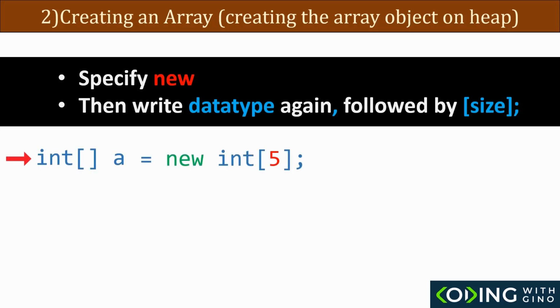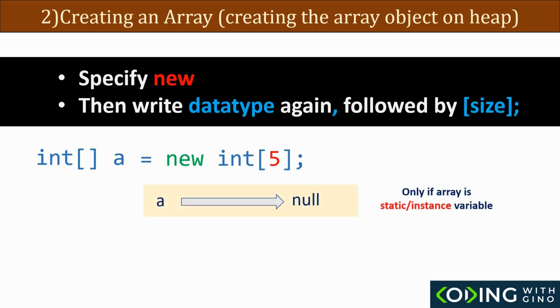So, here's an example of a complete array creation statement. The object is created on the right side of equals and the reference variable of the array is on the left side. Initially, when an array is declared, its reference variable points to null. However, this is only if the array is declared as an instance variable or a static variable. If the array is declared as a local variable, then obviously the default value null will not be assigned. Why? Because we know that local variables never get any default values. Okay?